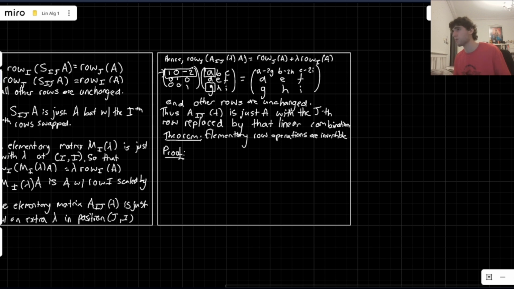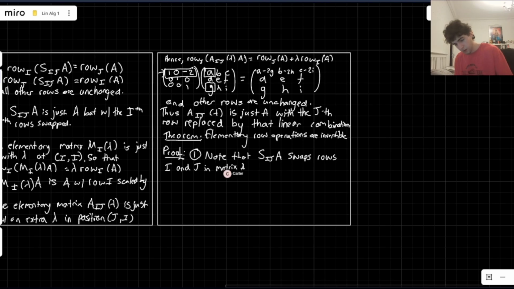Right. So first of all, let's go through them one by one again. Okay. So we'll start by talking about the capital S subscript capital I capital J matrix. First things first, let's start with number one. So note that capital S subscript capital I capital J multiplied by the matrix capital A, what it does, and what we've basically shown it does in the previous discussion, is that it swaps rows I and J in matrix A. Now I'm going to call this new resultant matrix B, the new matrix B.